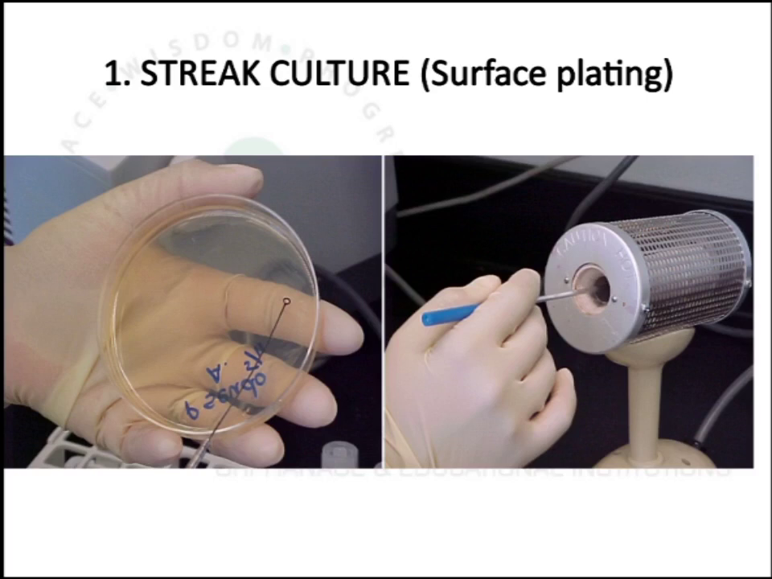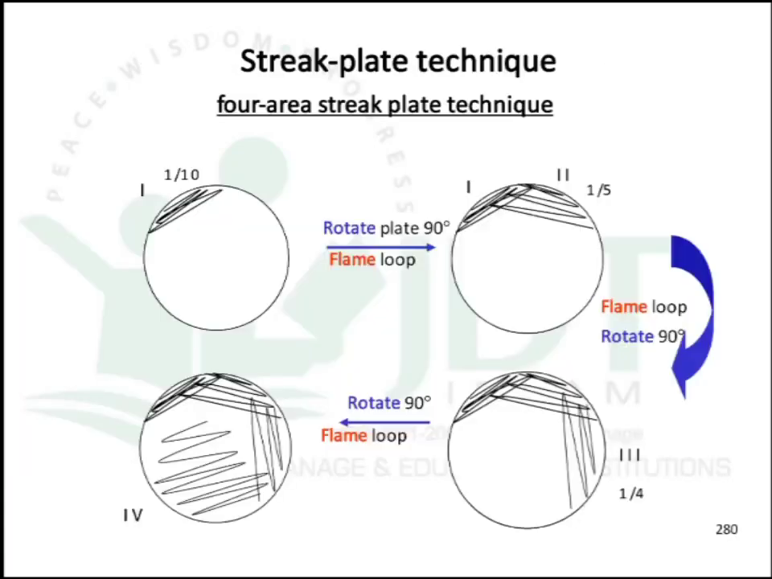Now this is the procedure for streak culture. We have to take the inoculating loop and sterilize it using a Bunsen burner or any burner, and we will dip that inoculating loop in a suspension of microorganism and we will streak like this. And for ease of streaking, we will rotate the plate by 90 degrees and again streak the next streak, and again rotate 90 degrees and streak the next streak, and again rotate 90 degrees and streak it.